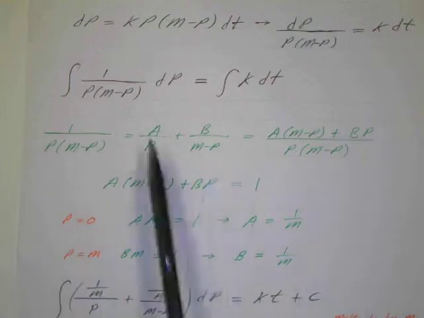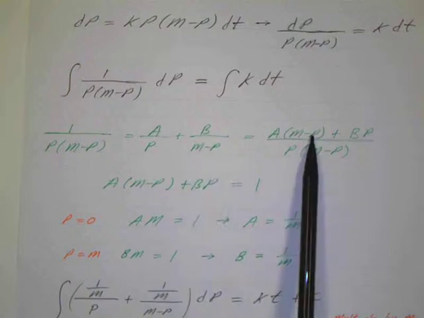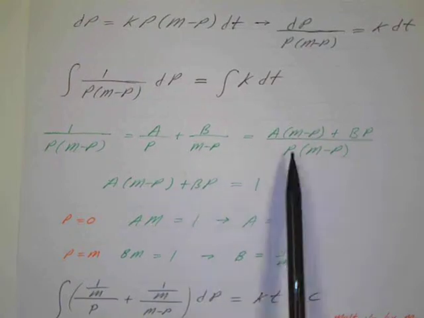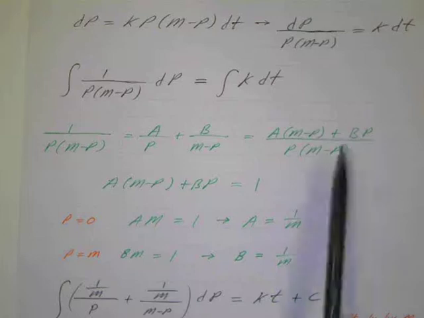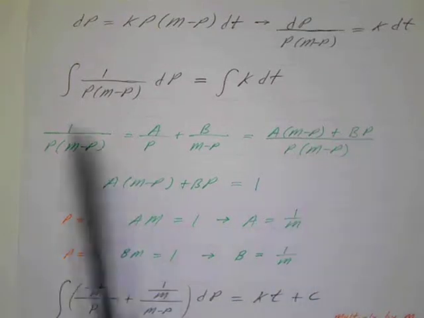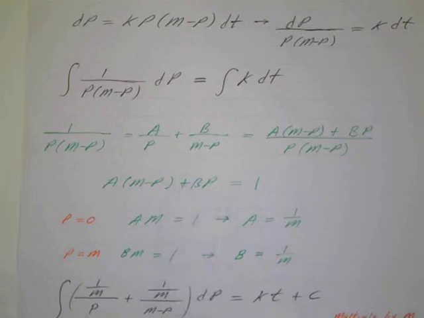And then I can put these over a common denominator: A times (M minus p) plus B times p, all over p times (M minus p). Since these fractions are equal and the denominators are the same, the numerators will be the same. So this is my setup.